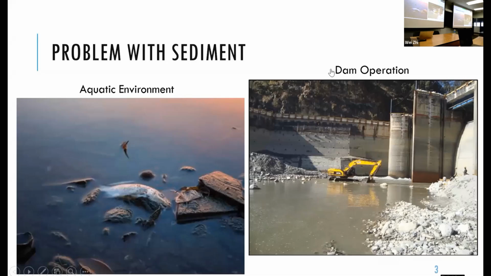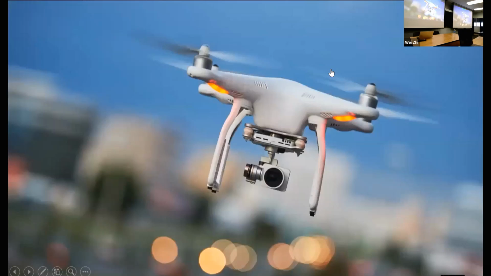So it has many implications and it can be quite devastating, particularly for aquatic environments and aquatic life, and it can hinder dam operations and cost a lot for the stakeholders. According to the EPA, $16 billion is spent annually on average for damages from sediment and its suspension.